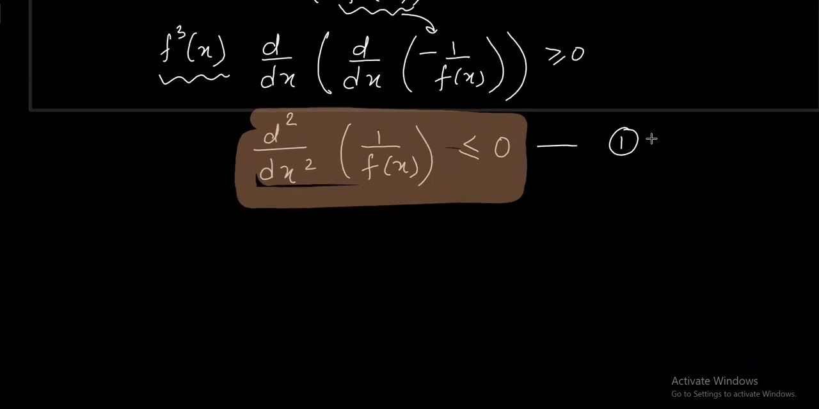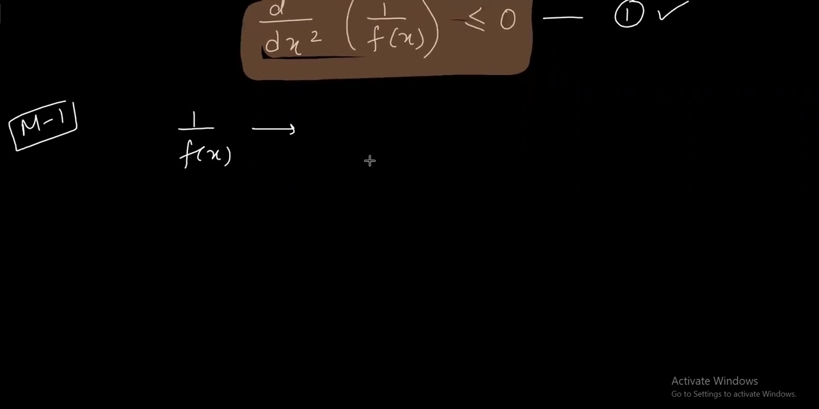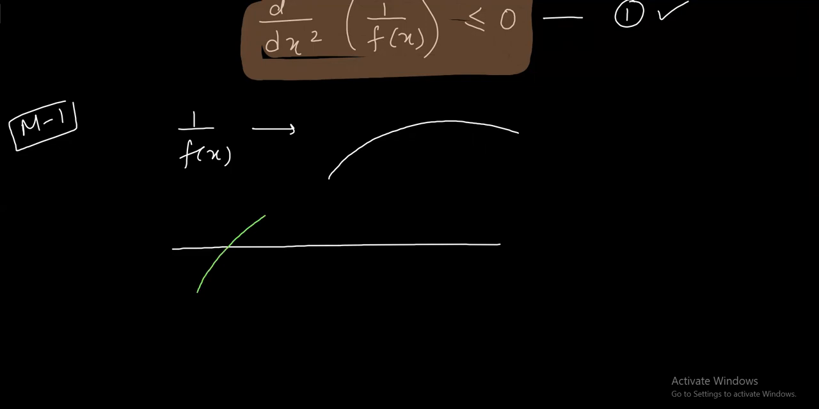After deriving this first relation, I'm going for method 1, in which from the first equation, I'm interpreting that 1 upon fx has a second order derivative negative or 0, which indicates that the graph of the function, if it has concavity, will be concave down. If the function is concave down, then a rough sketch of 1 upon fx is going to be something like concavity downwards and defined for every x belonging to R.